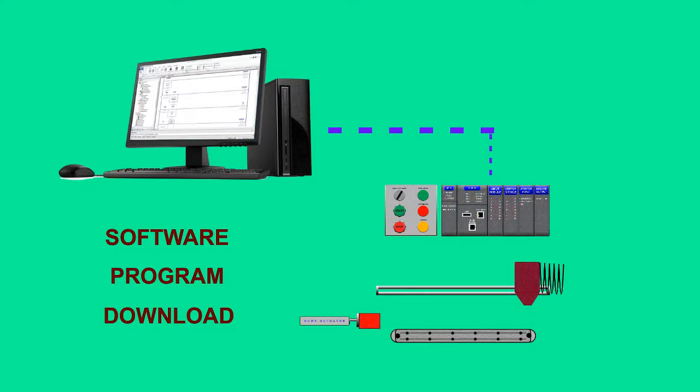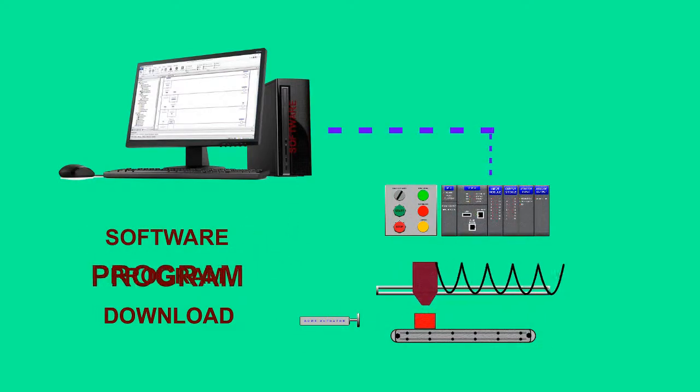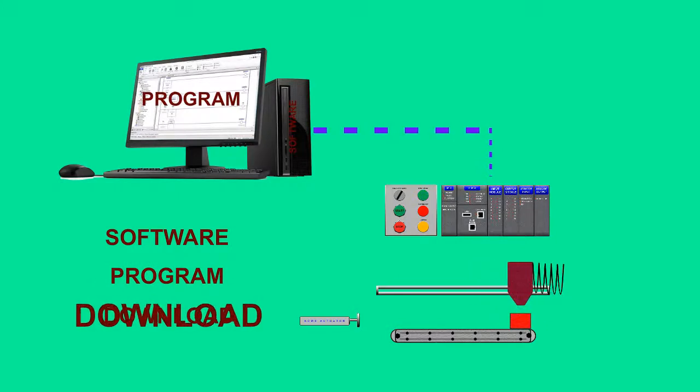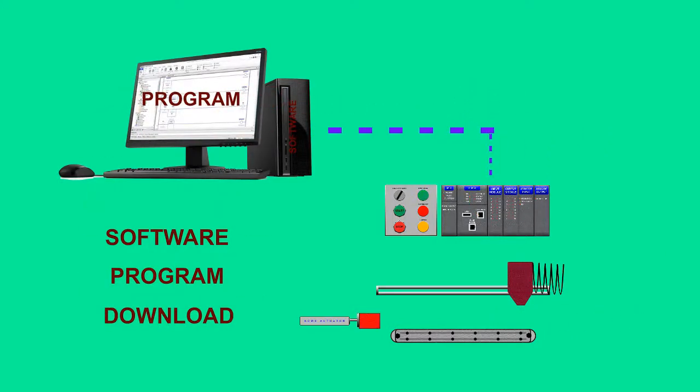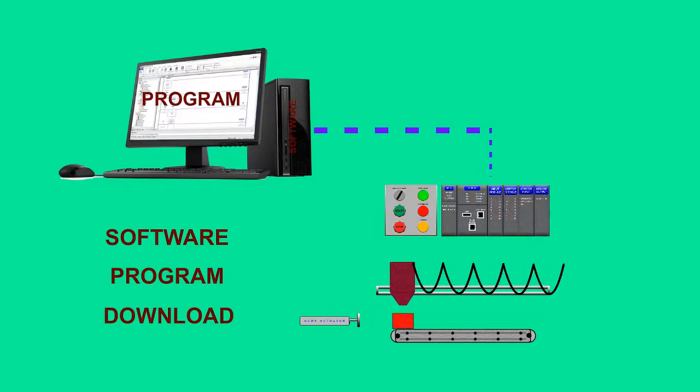PLCs are programmed using software. The computer software is used to develop programs for the PLC. The program is then downloaded to the PLC. Each PLC manufacturer uses proprietary software, which means that the PLC can only be programmed with the manufacturer's software.